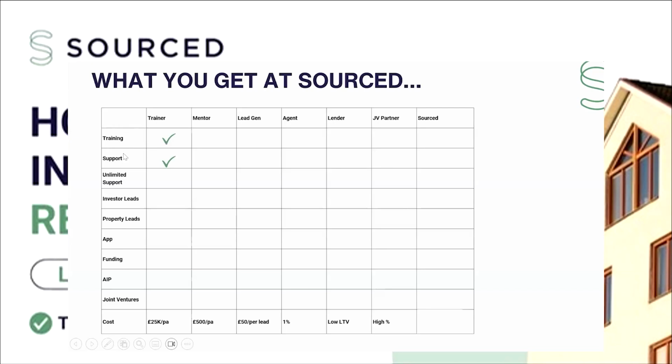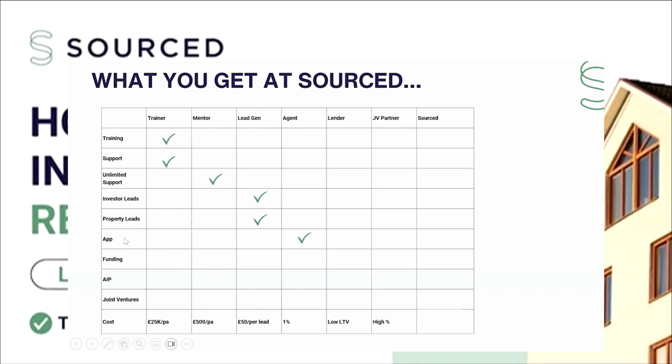If you need training, if you need support, you can get them from a trainer. That's one place that you go for training and support. If you need unlimited support, you're probably going to need to employ a mentor. If you want investor leads, you need to go to a lead generation company. Same with property leads. That's going to cost you about 50 quid a lead. A mentor is going to cost you about 500 quid per month. And a trainer can easily cost you £25,000 per year for training and for support. If you go to an agent, it's going to cost you about 1%.